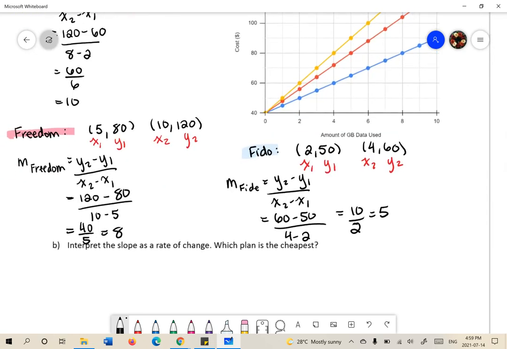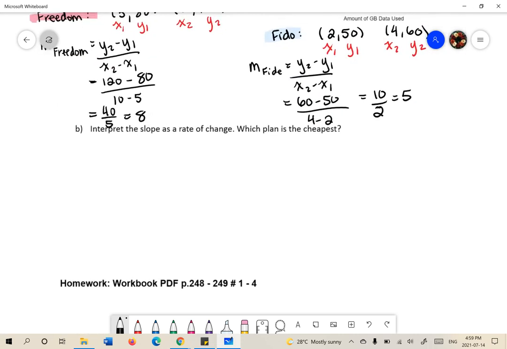Interpret the slope as a rate of change. Which plan is the cheapest? Well, why don't we write all 3 of our slopes that we found in part A into rate of change form.